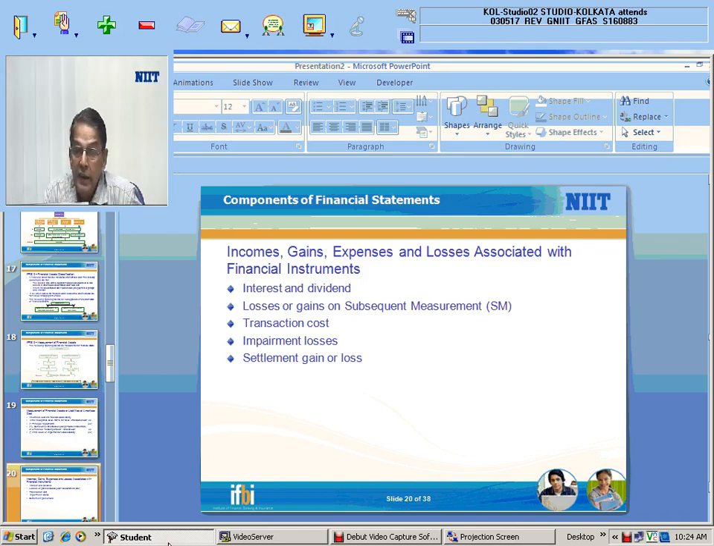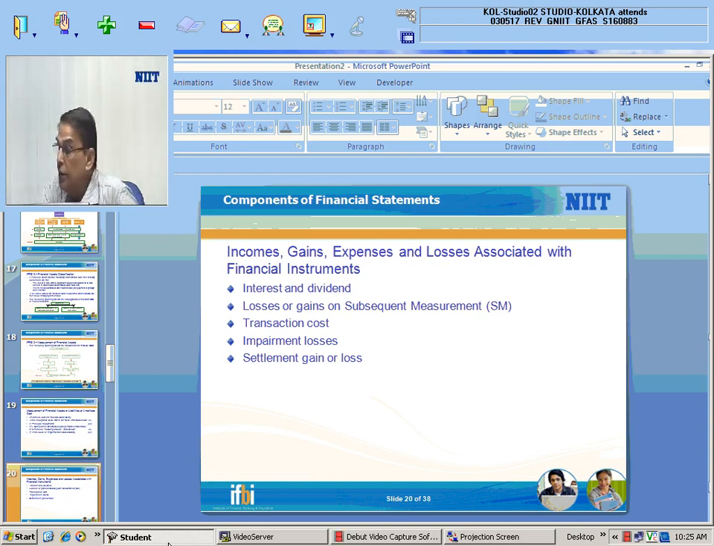So we'll talk about income, gains, expenses and losses which are associated with the financial instruments, and how they are recognized. What are the various kinds of income, gains, expenses and losses associated with the financial instruments? One is interest and dividend. If one has invested in financial assets like bonds, he earns interest income. If one has invested in equity shares, he gets dividend. So that is one kind of income or gains. Or it can also be expenses, because when a company has issued bonds or debentures, it has to pay interest. That is a financial liability, and the expense associated with the financial liability is the payment of the interest.